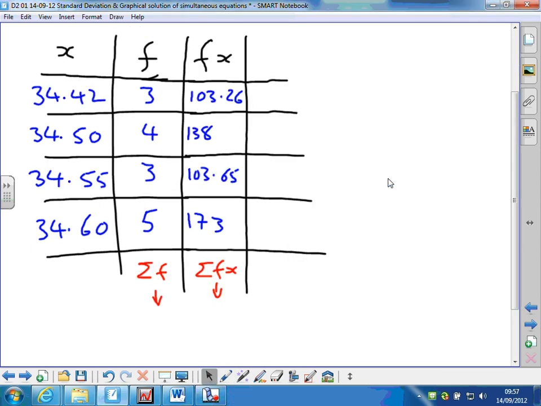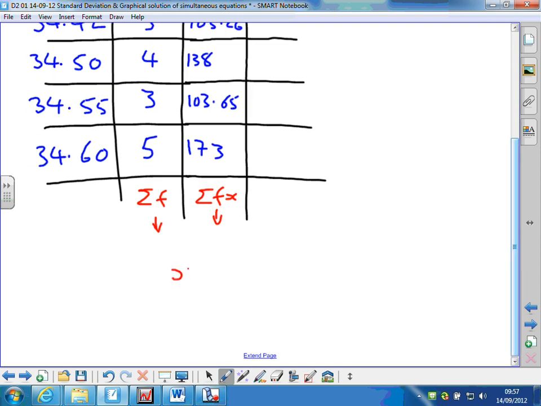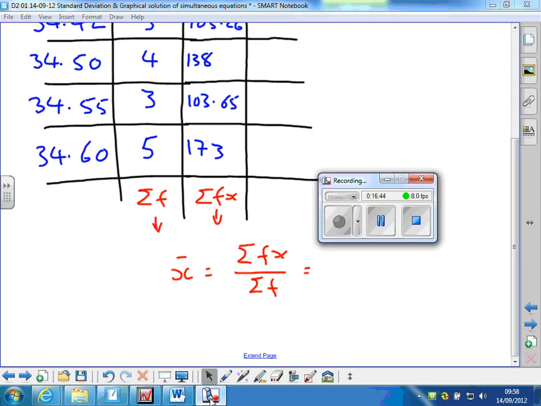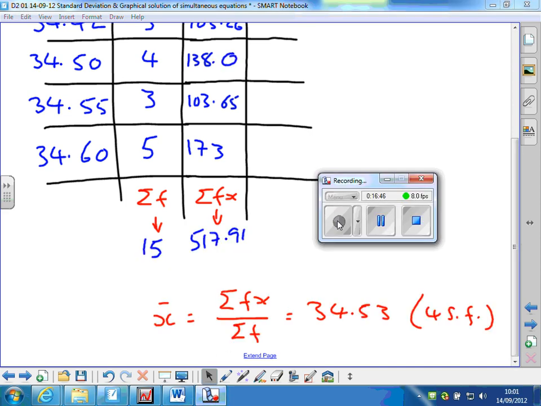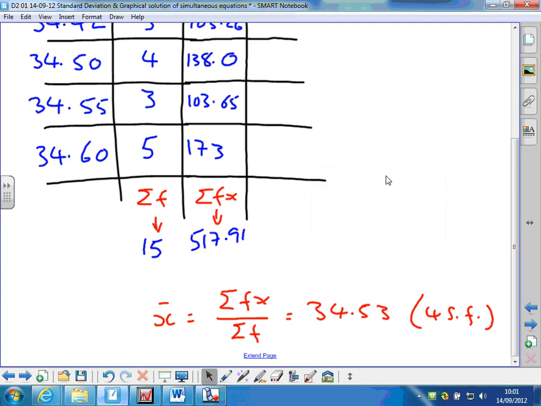Generate the fx column, find the sum of fx, sum of f, and then the mean is going to be, as we've done already, sum of fx divided by sum of f. So we find the mean, and 4 significant figures is appropriate because if you look at the data set that's gone in, x, 4 significant figures.